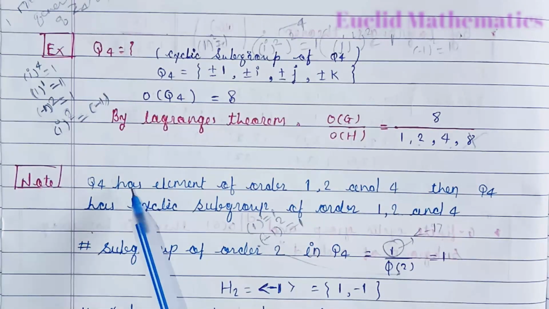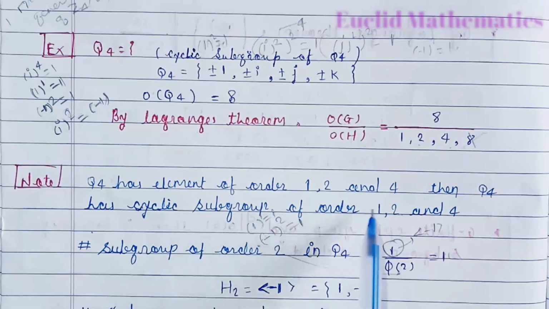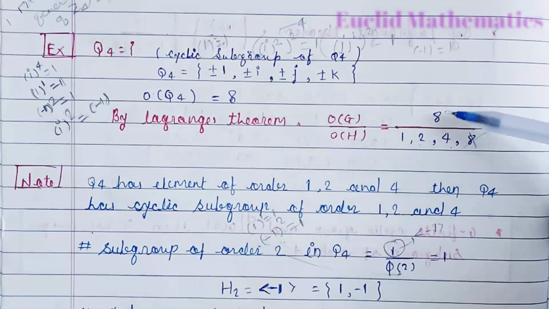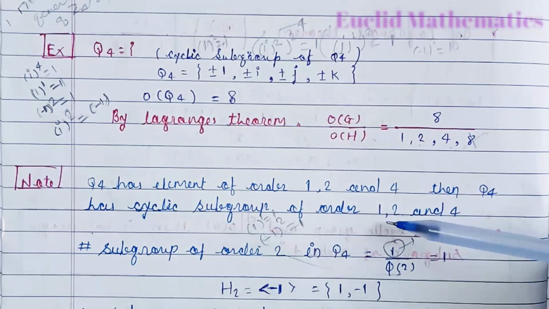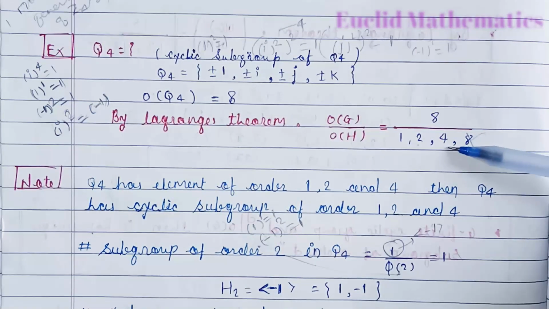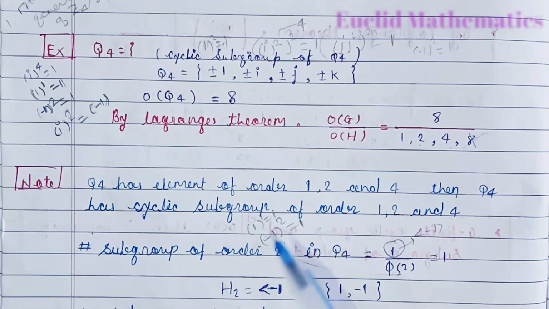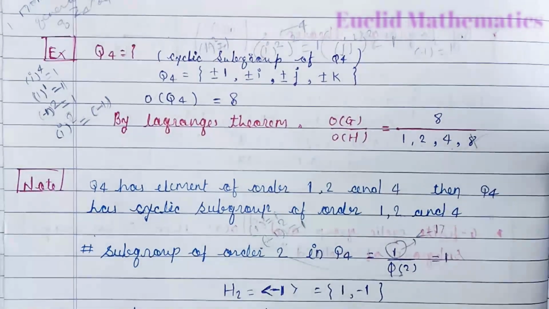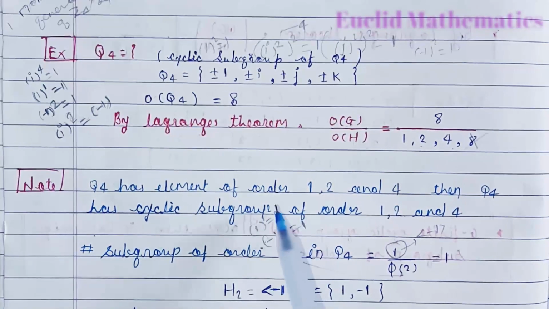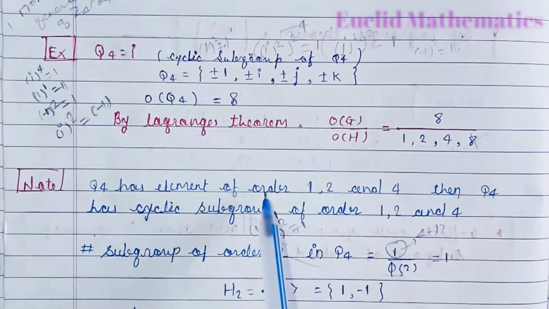Here in Q4, we have one note: Q4 has elements of order 1, 2, and 4, so Q4 has cyclic subgroups of order 1, 2, and 4. That means if we have an element of order 1, 2, or 4 present in our group, then and only then is it possible to have a cyclic subgroup of that order. If an element of that order is not present in our group, we cannot say that a subgroup of that order exists. A subgroup of order 1, 2, or 4 is possible only when such elements are present there.